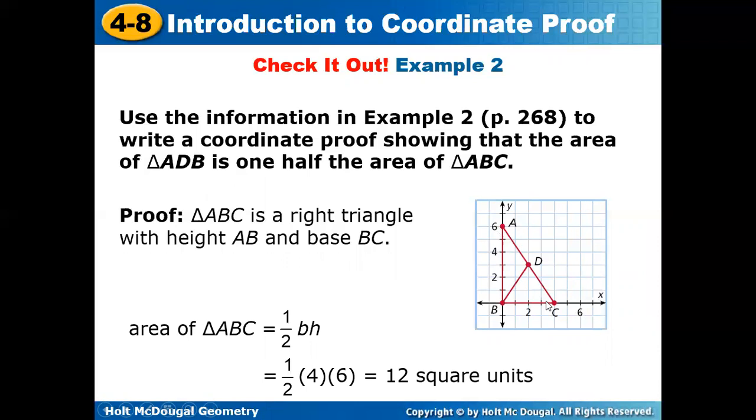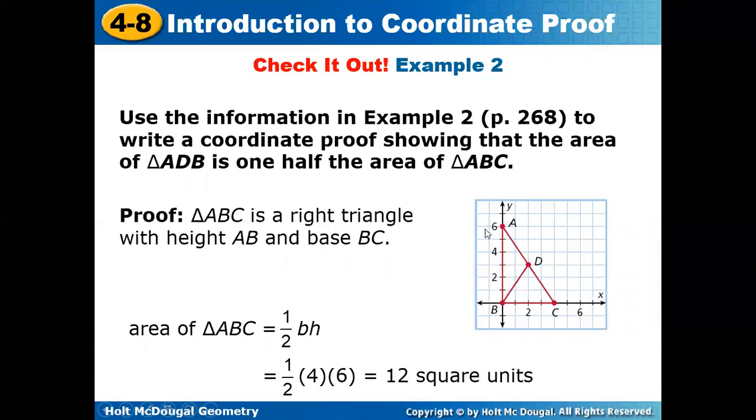So the area of this triangle is half base times height, where the base is 4 and the height is 6. So half times 4 times 6. So the area equals 12 square units. This is the area of ABC. Now the area of ADB.